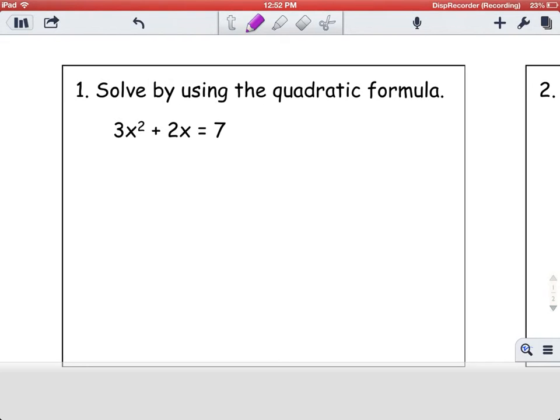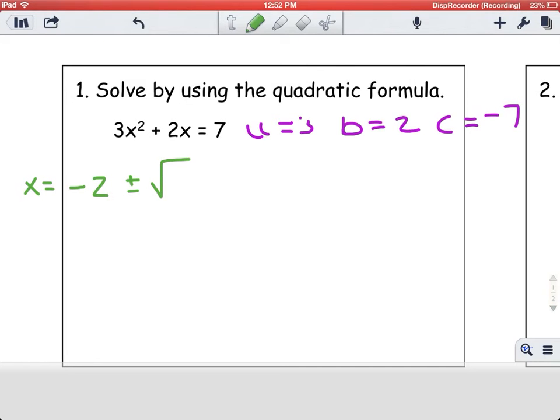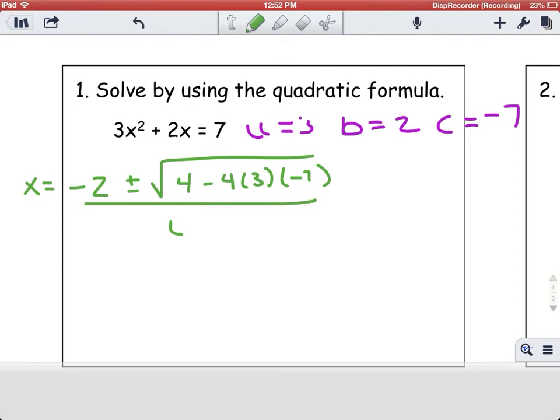So for this first question, A is 3, B is 2, and C is -7. So throwing that into the quadratic formula, we're going to get x equals -2 plus or minus the square root of 4 minus 4 times 3 times -7, all over 6.